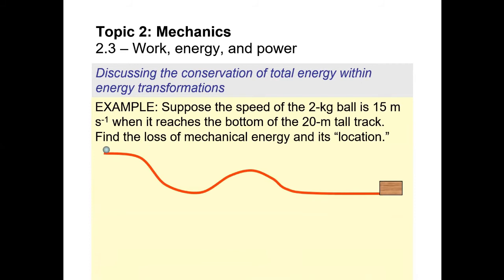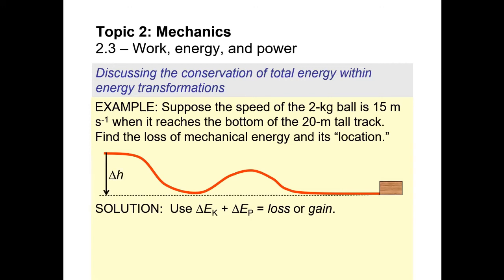Suppose the speed of a 2 kilogram ball is 15 meters per second when it reaches the bottom of the 20 meter tall track. Find the loss of mechanical energy and its location. Use change in kinetic energy plus change in potential energy equals loss or gain. Change in kinetic energy is final kinetic energy minus initial kinetic energy, and change in potential energy equals mass times acceleration due to gravity times the change in height.